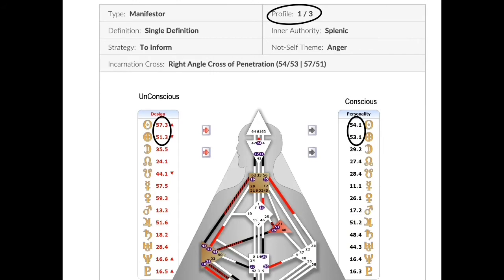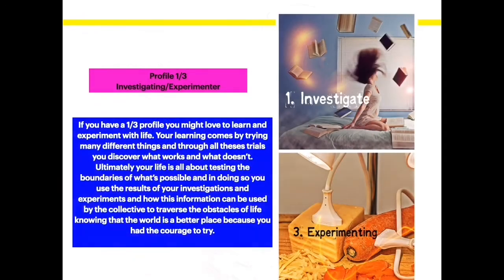So that's the difference. And so that's where the personality and design come together and give us a profile. So again, the first number will be something that we're more aware of, and the second number will be something that we're less aware of until after sort of the age of 40.